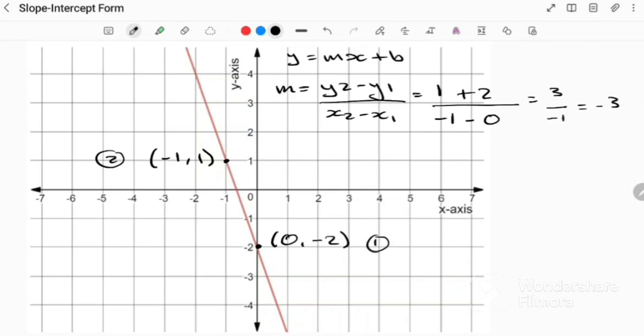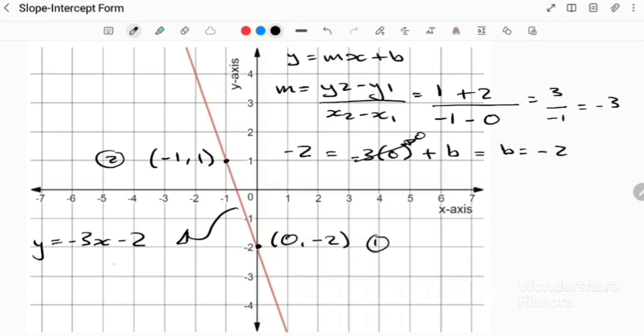Now we have our m. We can go ahead and look for our b. We're going to use the first coordinates. So we have negative 2 is equal to our m, negative 3, times our x, which is 0, plus b. That's what we're trying to find. This goes to 0, and we're left with b is equal to negative 2. So the equation of this line, after having found b and m, is y is equal to negative 3x minus 2. This is the equation of this line. This is the slope intercept form.